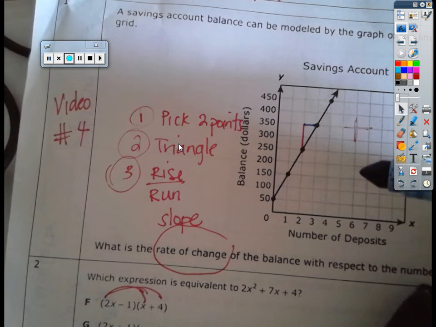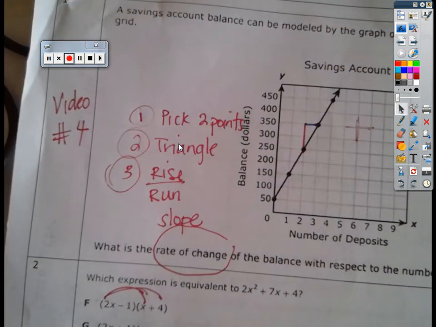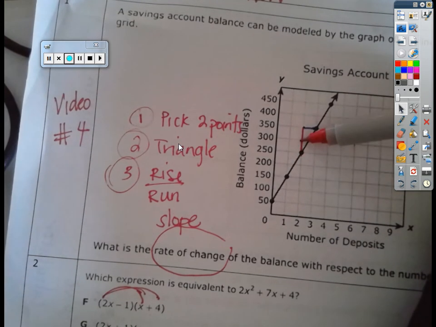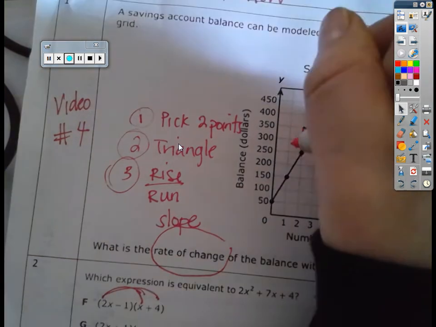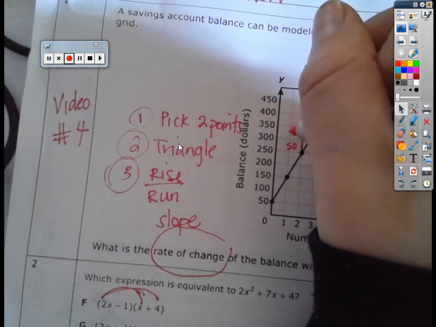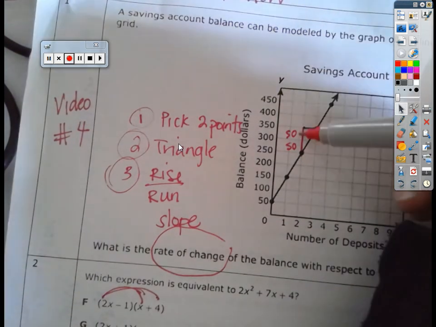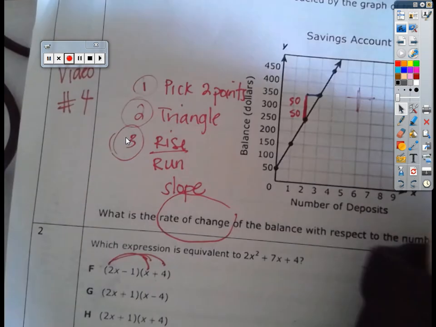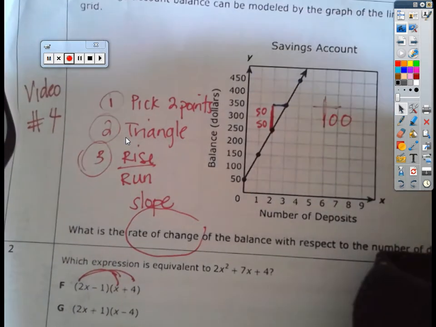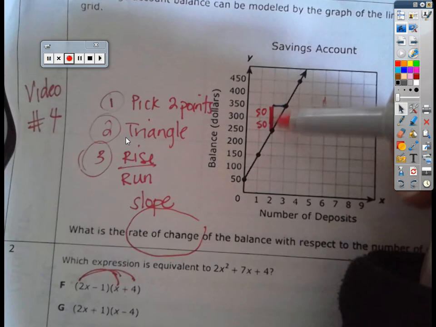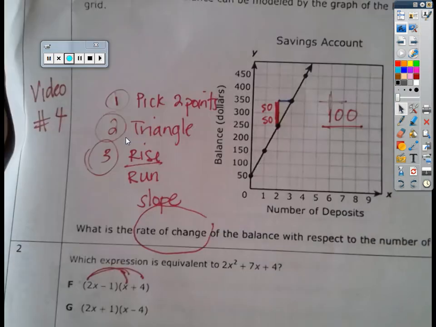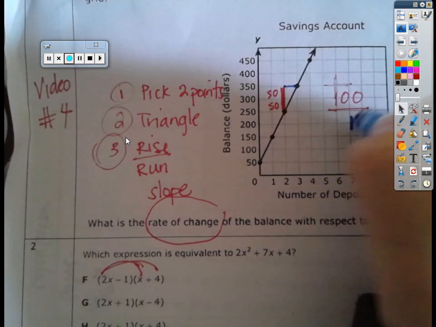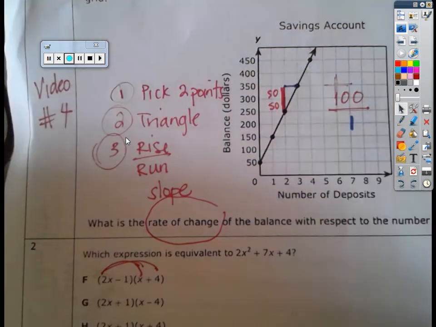So let's count. Here, the axis is a little bit different. It goes from 250 to 300, that's 50. Another 350, that's another 50. So the rise for this slope, for that rate of change, is 100, because I'm talking about this over how many I'm running. Well, how many am I running? I'm going from 2 to 3, so I'm just running 1. So that would be my rate of change.